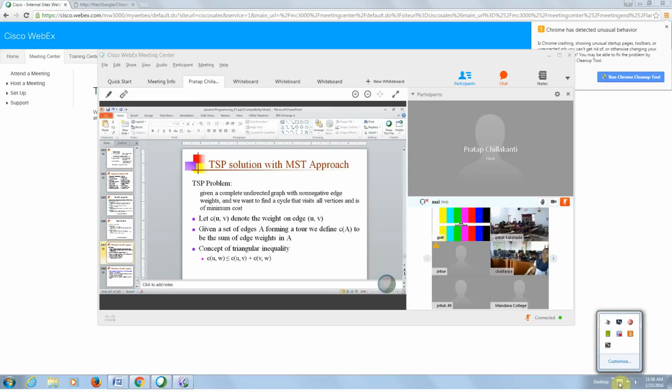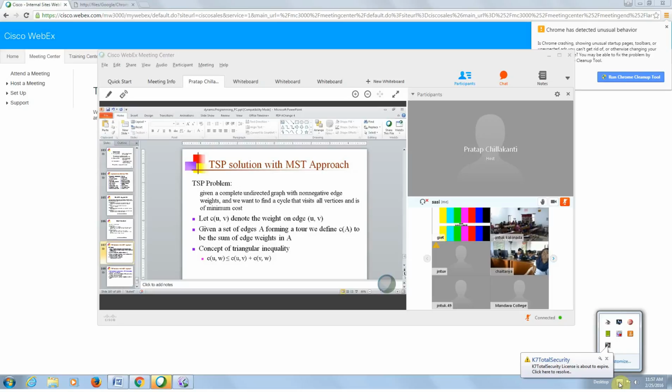What is the spanning tree? Before we talk about minimum spanning tree, we learned about spanning tree, right? So spanning tree is basically a tree which contains all the nodes, no cycle, right? That's what a spanning tree is. Root to the leaves, all nodes covered. That's a spanning tree. Okay.